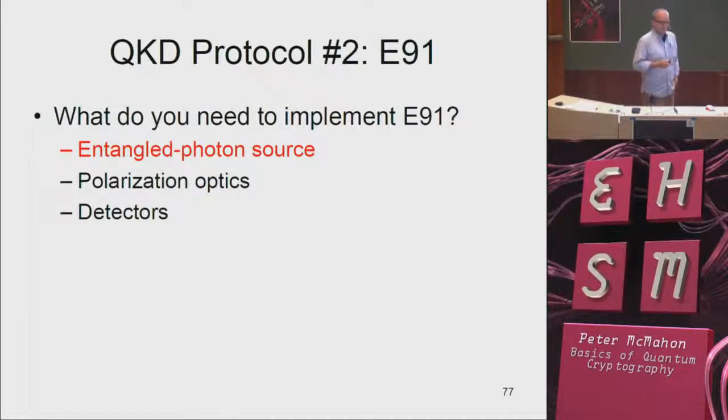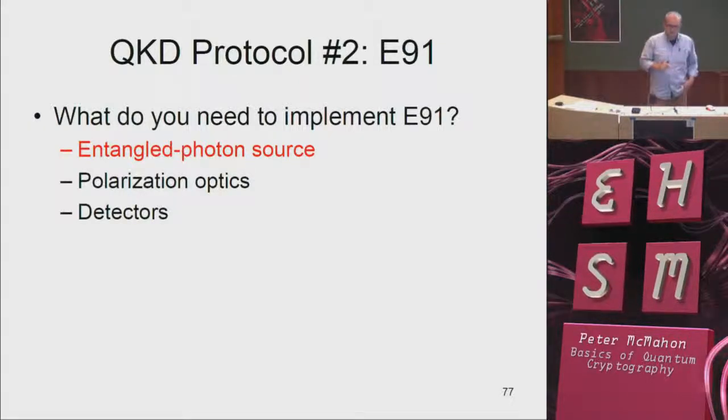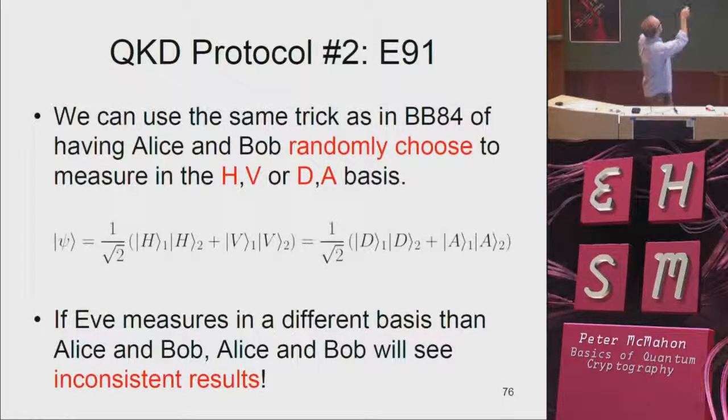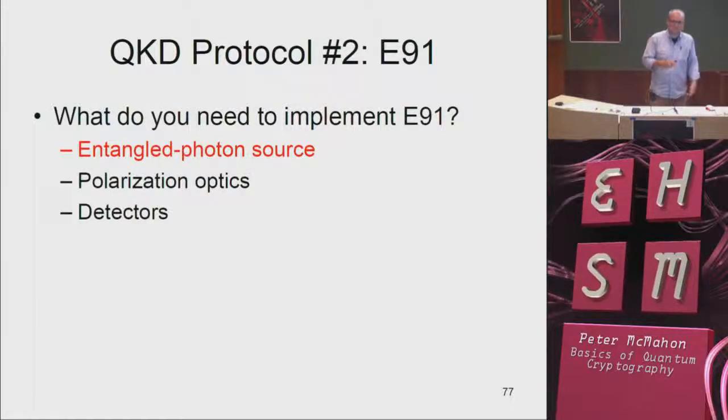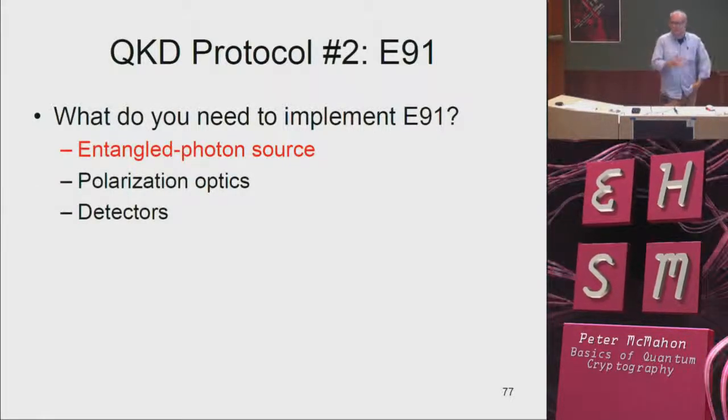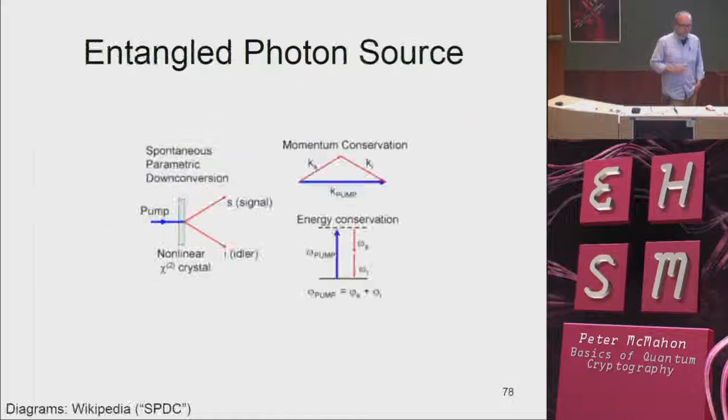The main difference is that now somehow you need not just a single photon source, but you need an entangled photon source. You need to somehow have a way of making photons in this state here. And that's not an entirely trivial thing to do, but it turns out that people have developed ways of doing it, and I'll show you in the next couple of slides one of the ways that people have developed. You again need a bunch of polarization optics and detectors.